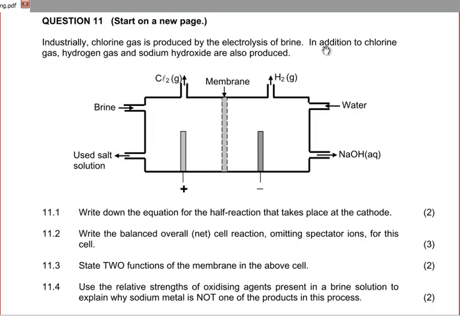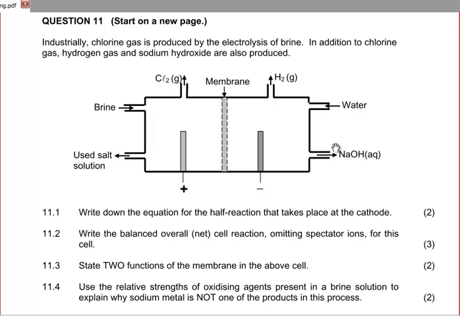In addition to chlorine gas, hydrogen gas and sodium hydroxide are also produced. So this one is the diagram for the industrial preparation of chlorine. But as you can see, we are also producing hydrogen gas and sodium hydroxide. Right? And remember, this is an electrolytic cell, which means the positive electrode there is our anode and the negative electrode is our cathode.